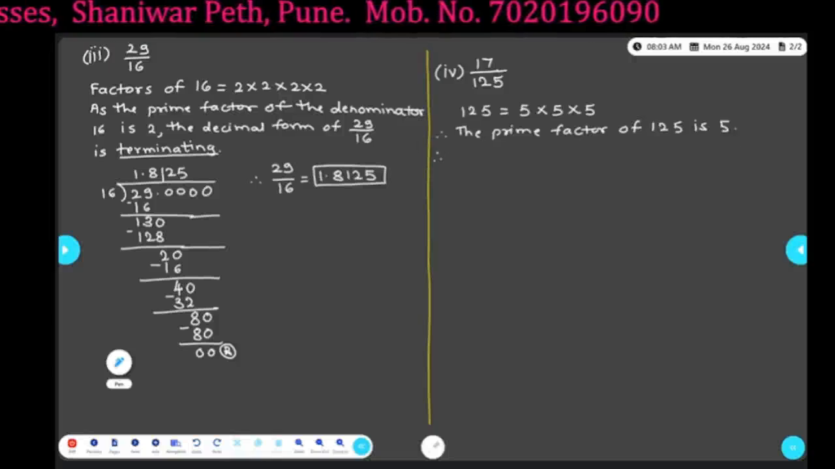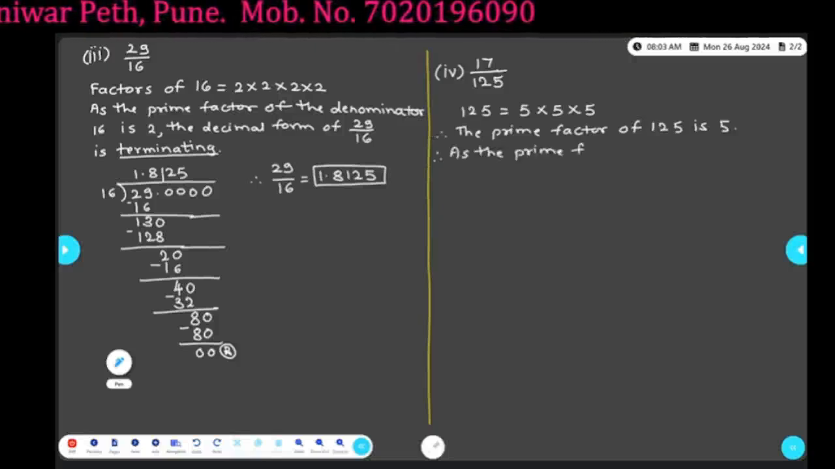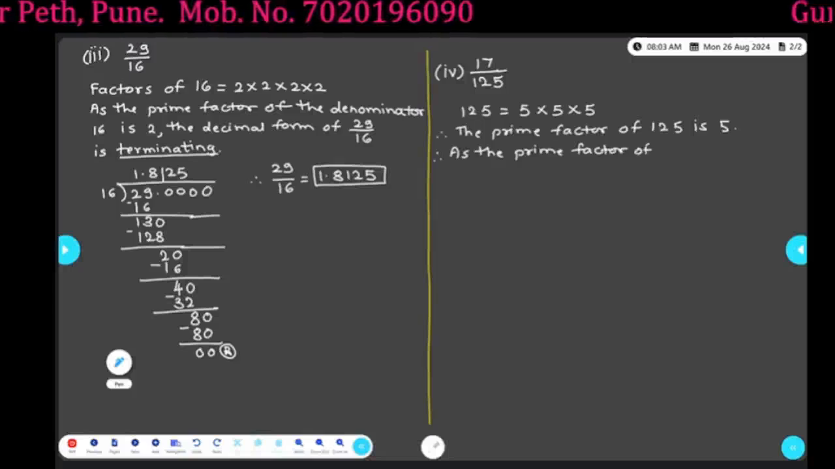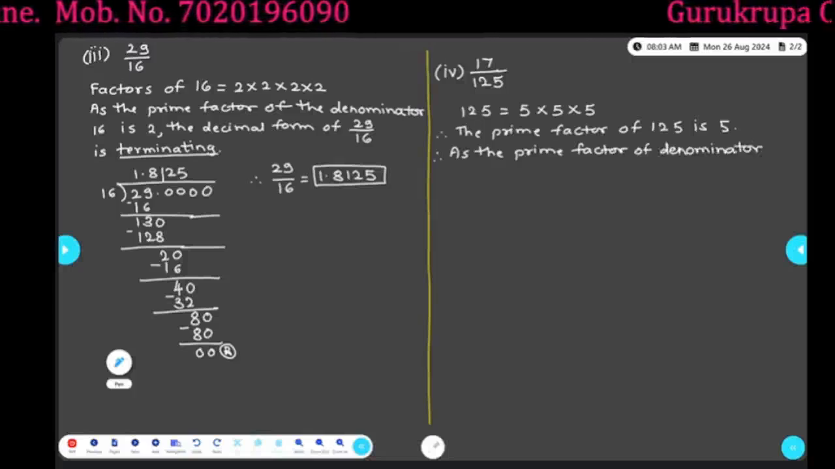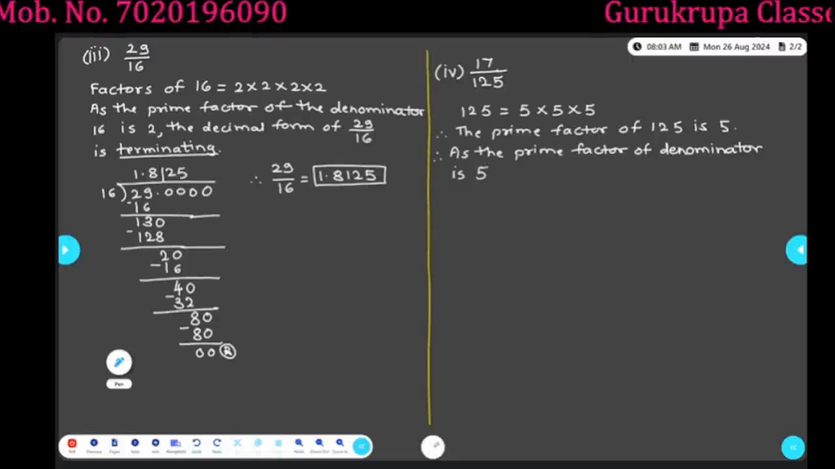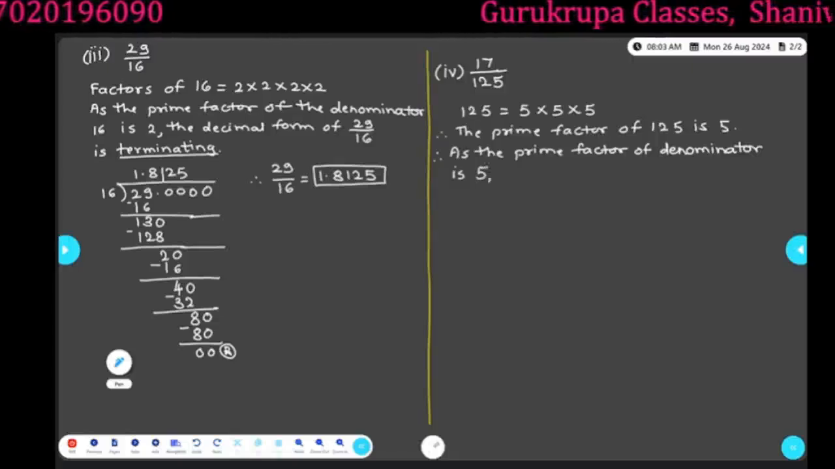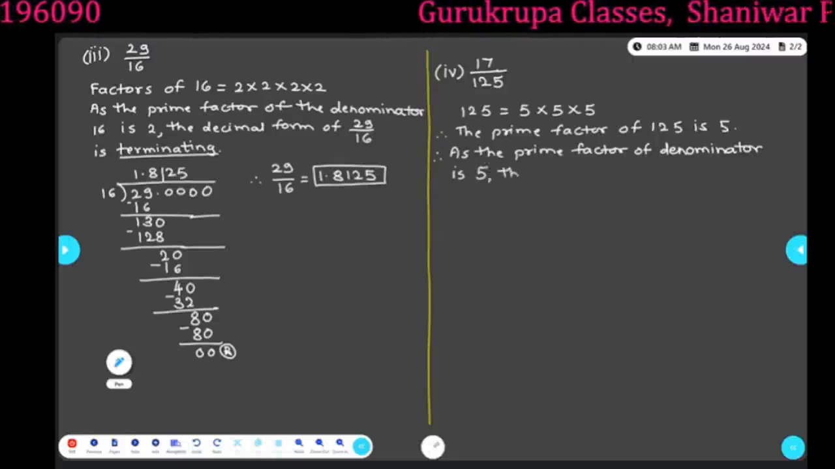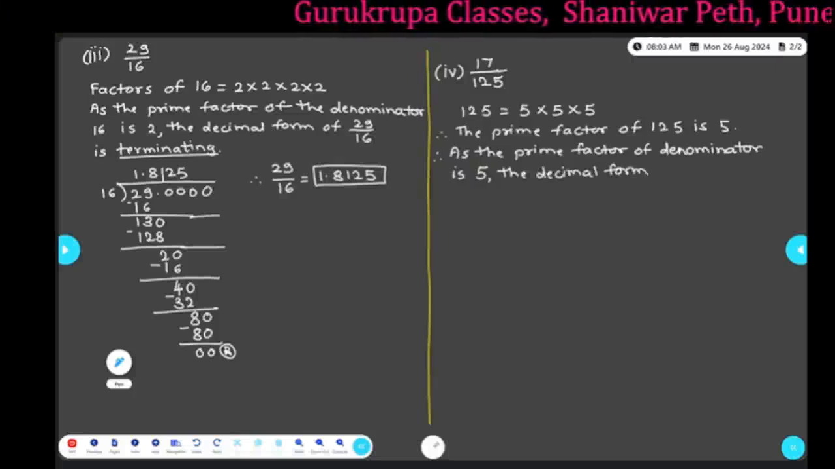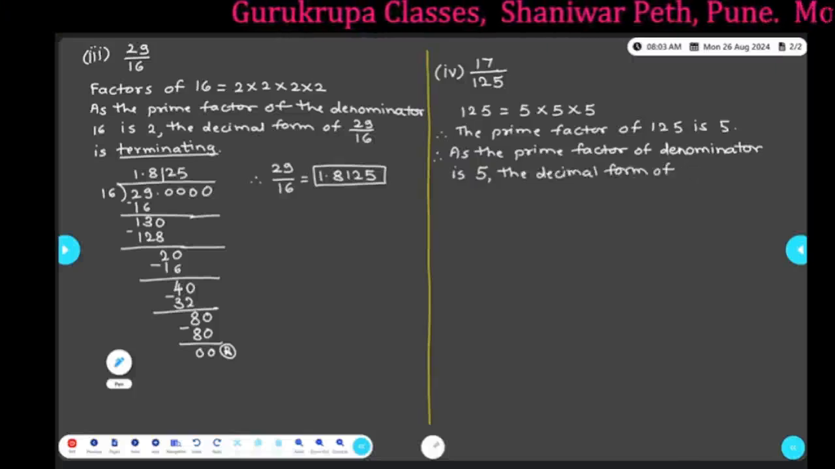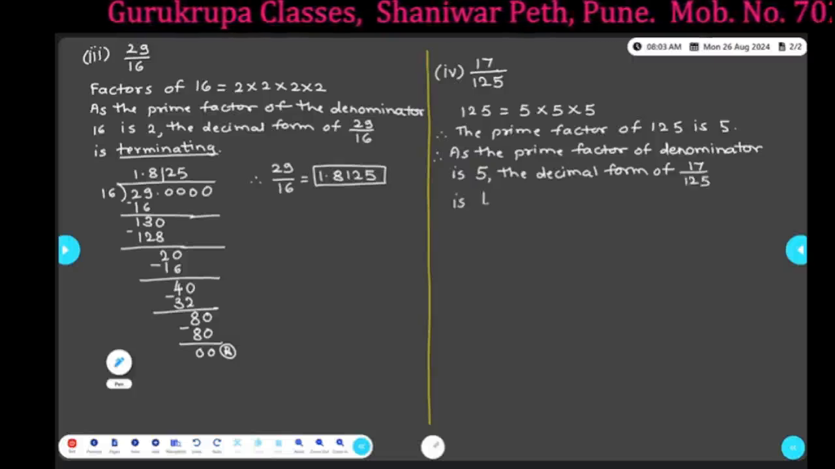So therefore, by our rule, as the prime factor of the denominator is 5. What is the rule? If the prime factor is 2 or 5, then the decimal form, by our rule, the decimal form of given number, that is 17 upon 125, is terminating.